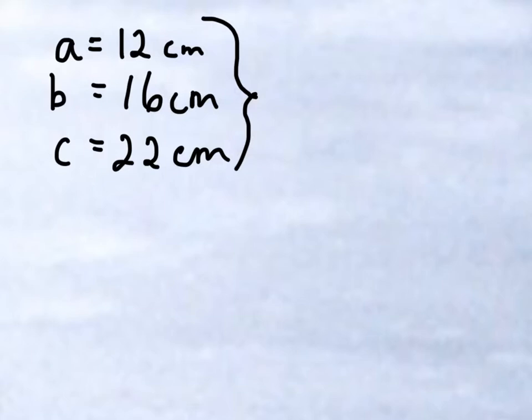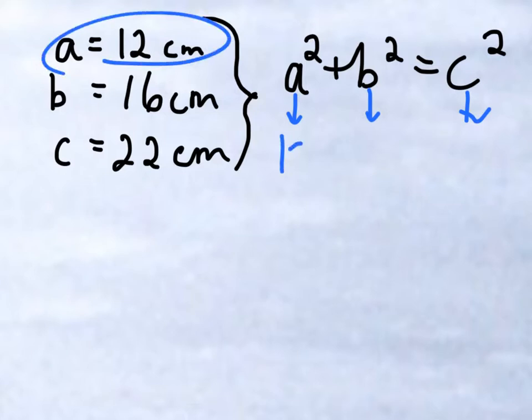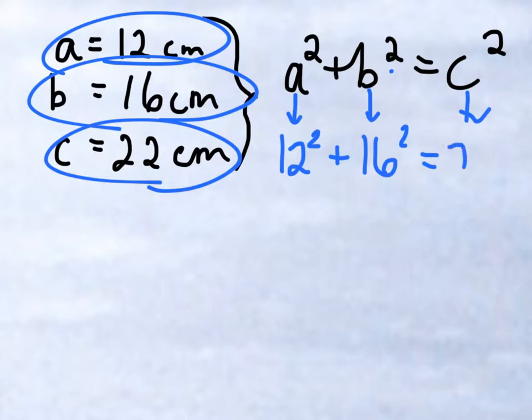So we're going to start off by writing out the Pythagorean theorem. A squared plus b squared equals c squared. And let's replace each of these letters with the numbers that we've been given. So a is equal to 12, so it'll be 12 squared there. B is equal to 16, so I'll put 16 there. And C is equal to 22, so I'll put 22 there.